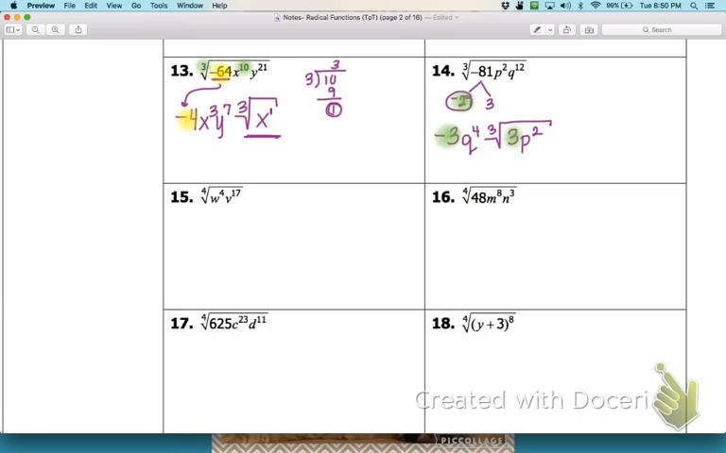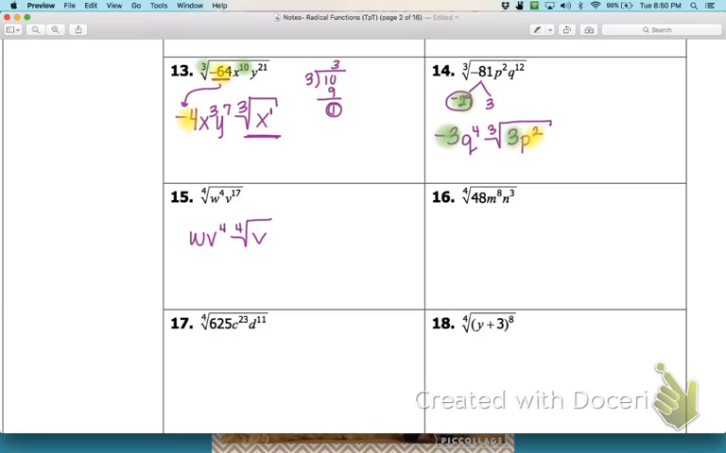Now, when I look at p, I say, how many times does 3 go into 2? Well, it doesn't go in at all. So that's why when we look on the outside here, none of the p's came to the outside of the radical. They all stayed on the inside here. And then 3 went into 12 evenly, so we get q to the 4th. I would like for you to try 15 and 16 on your own, and then we'll finish this up.